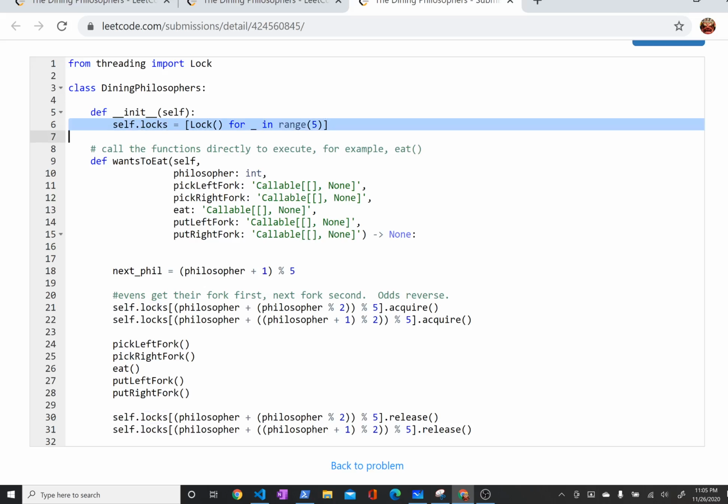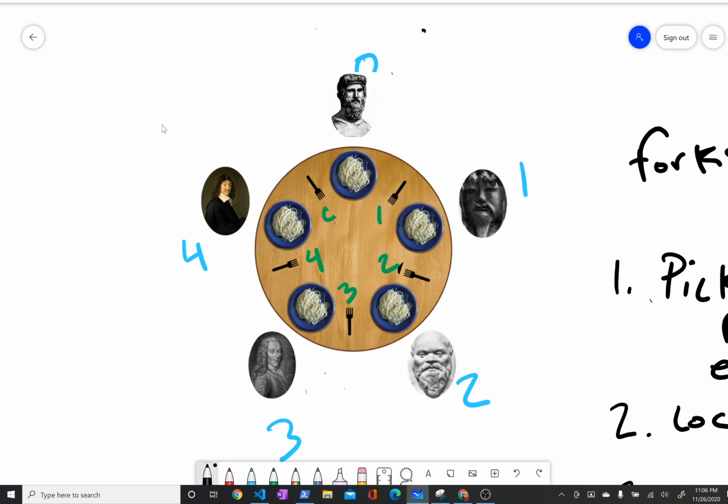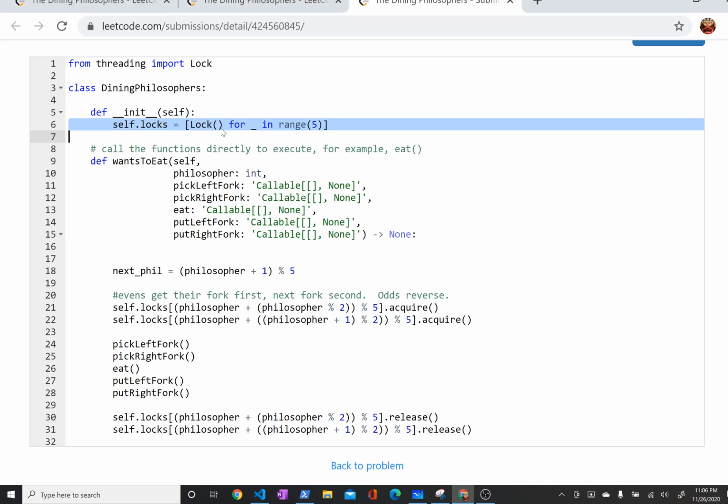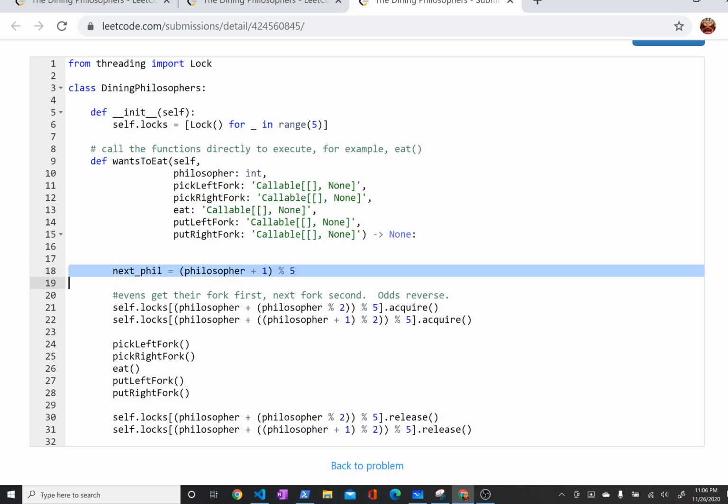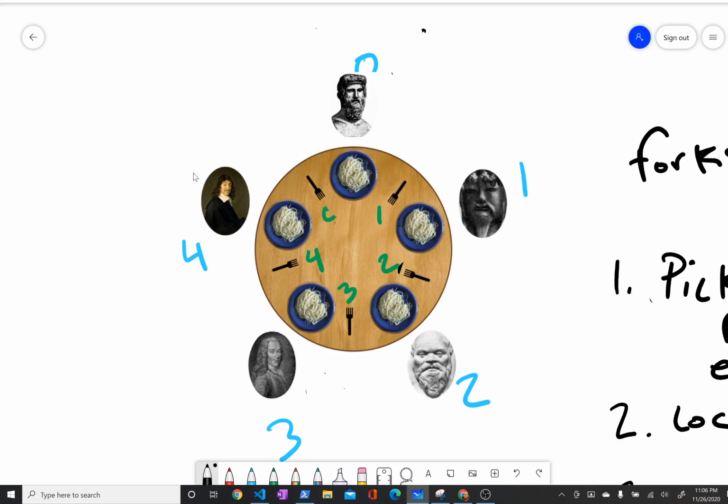So here I'm not locking any locks at the beginning. And now I'm thinking of the locks not as mapping to philosophers, but as mapping to the forks 0 through 5, or 0 through 4. And none of them are locked at the start. So what we do is we figure out who your next philosopher is, and we know who your philosopher is. And I'm just referring to these labels for forks. So the 0 philosopher's fork is 0. The next philosopher's fork is 1.